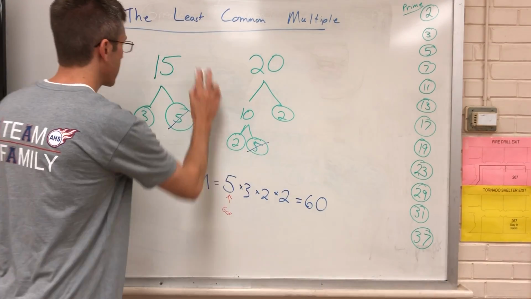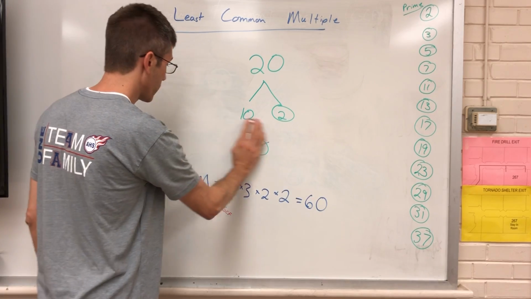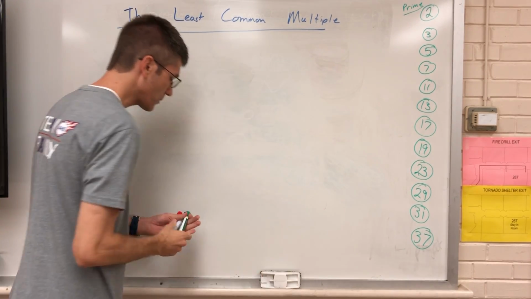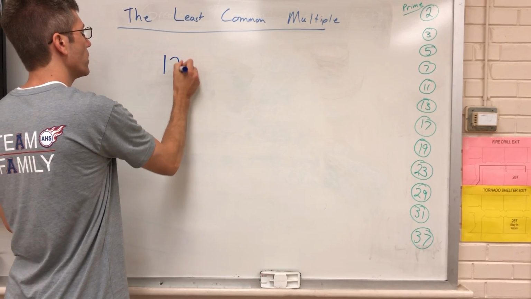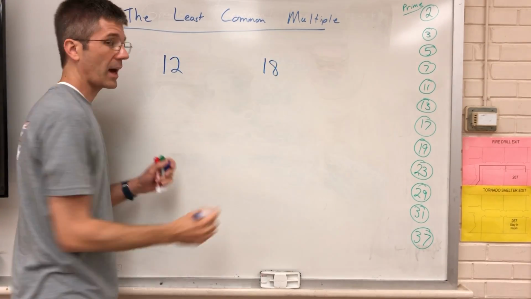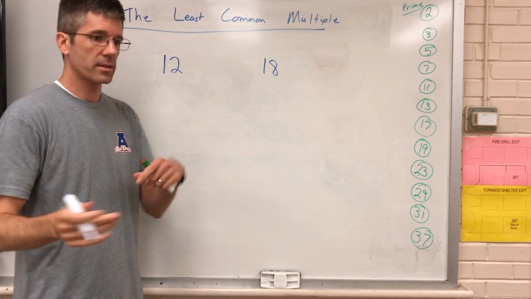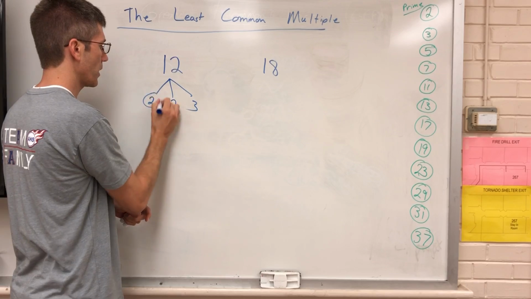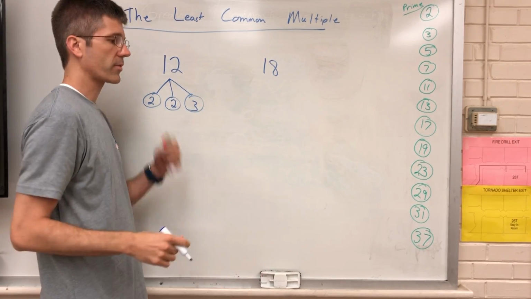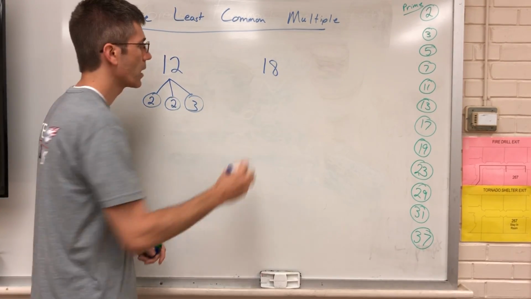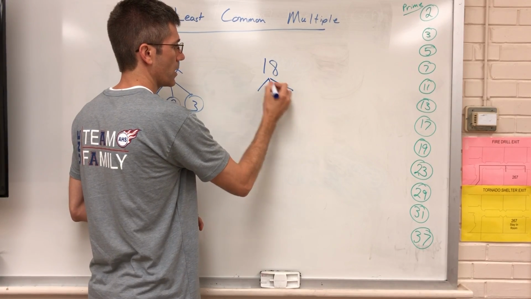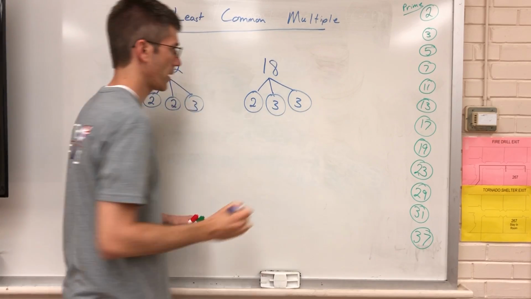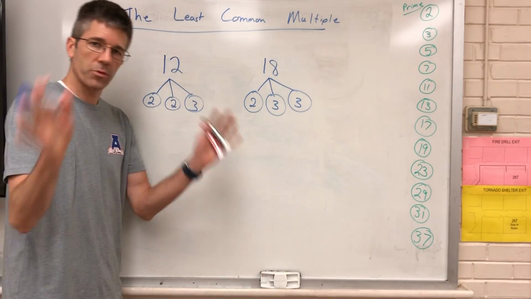So let's do another one. Let's do 12 and 18. We have done this example before when we did the GCF, so I'm going to erase that. I'm going to skip all the steps where we factor. 12 is 2 times 2 times 3. Everything is prime. 18 is 2 times 3 times 3. Everything is prime, and I didn't go through all the steps.